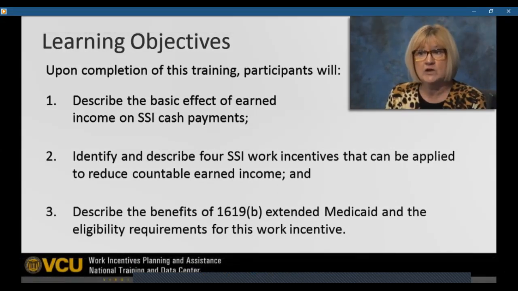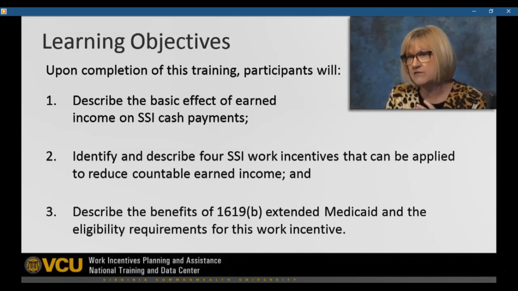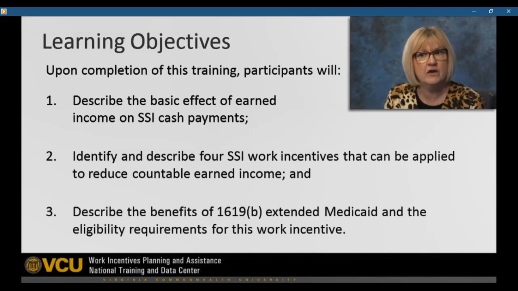Number 2, we hope that you are able to identify and describe, after this lesson, 4 very specific SSI work incentives that Social Security will apply to reduce how much of an individual's earned income counts beyond the basic calculation. These are special work incentives that applicants would need to identify and then request permission from Social Security to have applied. And we'll teach you all that.